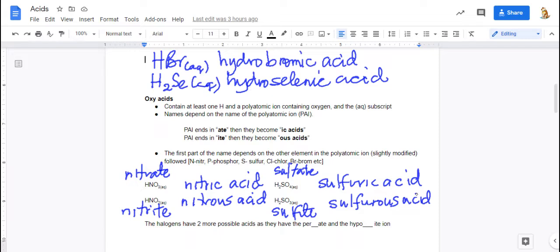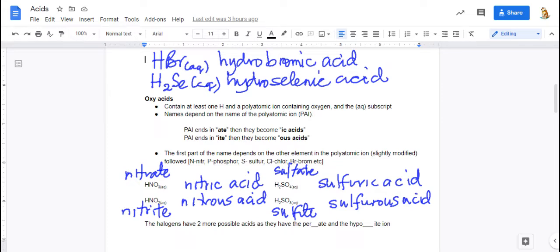So you have to pay attention. You need your polyatomic ion table. You need to pay attention to the polyatomic ion in there. If it's ate, it becomes an ic acid. And if it's ite, it becomes an ous acid.